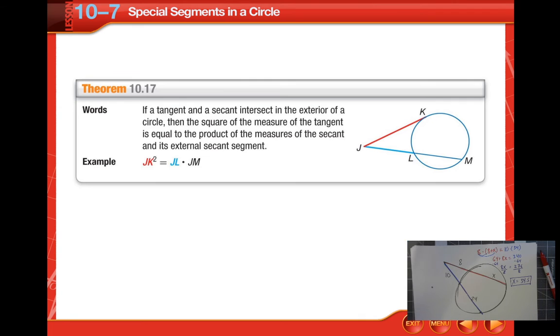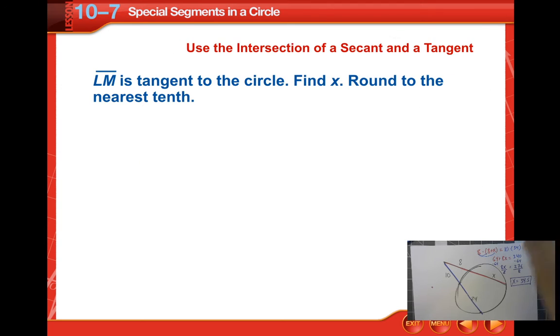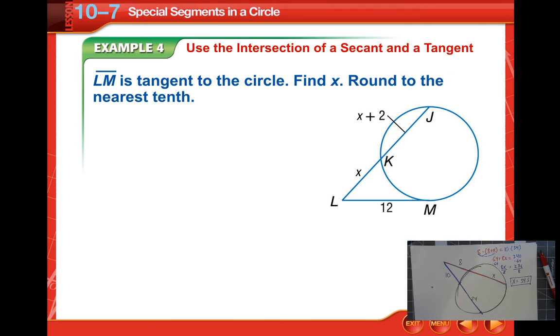So this is the theorem 10.1.7. And then we have a tangent and a secant. A tangent and a secant. If they intersect at the exterior of a circle, then the square of the measure of the tangent is equal to the product of the measures of the secant and its external secant segment. Okay, that's a lot of words. Let's just jump to an example because I think it could be very overwhelming. So an example is this. This is our example. Let's copy this down and we'll do it together.